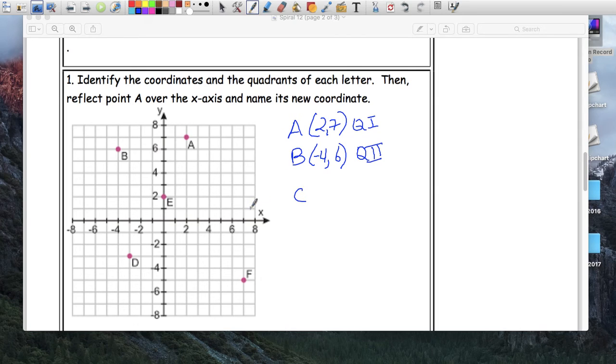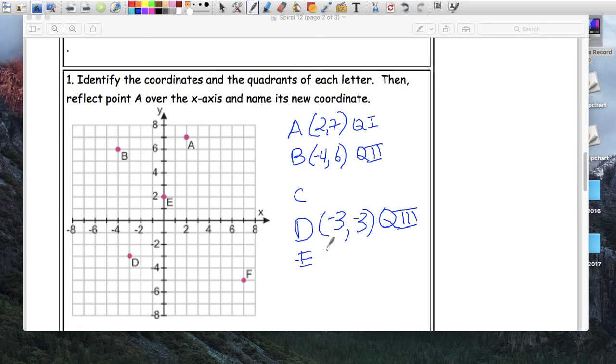C. Where's C? Is there a C? I don't see a C. Okay, so there's no C. That's weird. Alright, so let's go to D. D is 1, 2, 3 to the left, or negative 3. And we're going to take the elevator down, 1, 2, 3. Also negative 3. And that's in Q3.